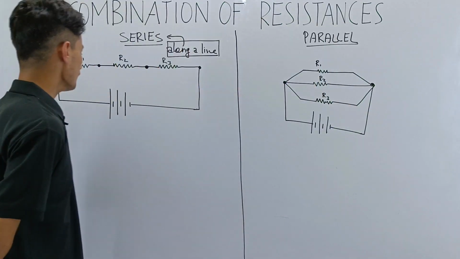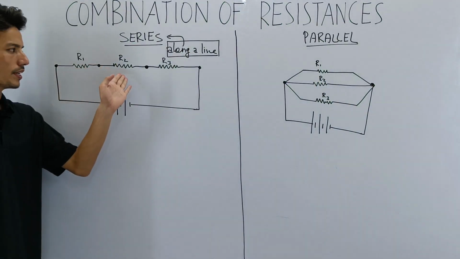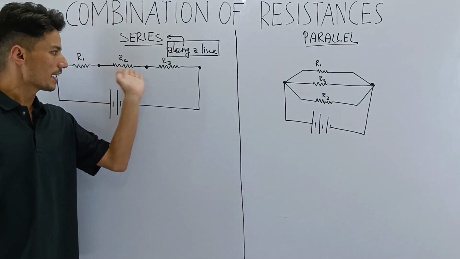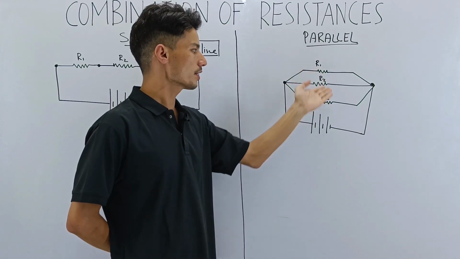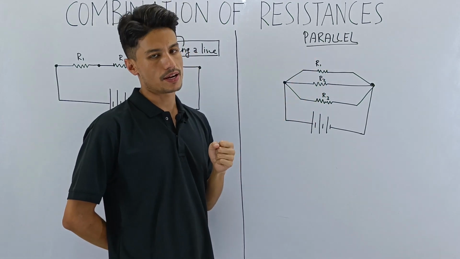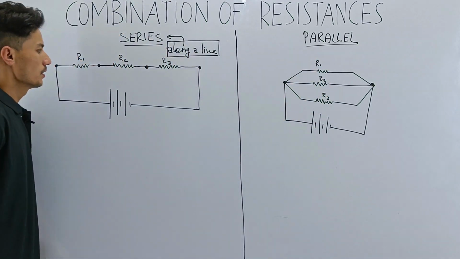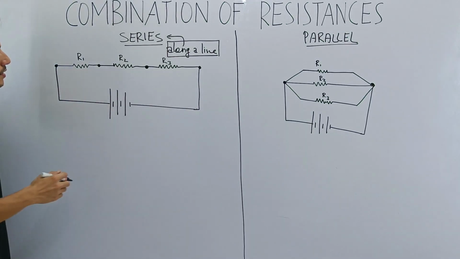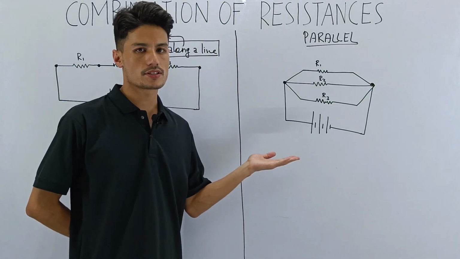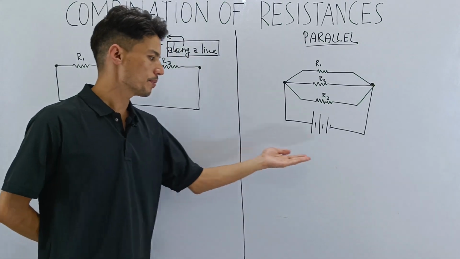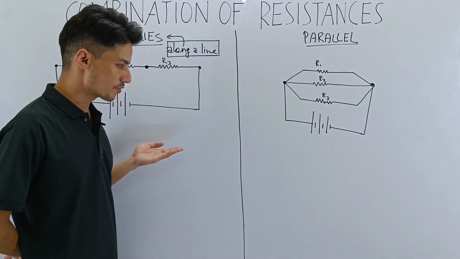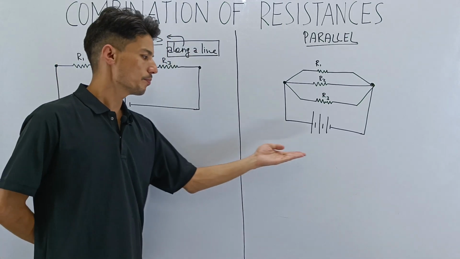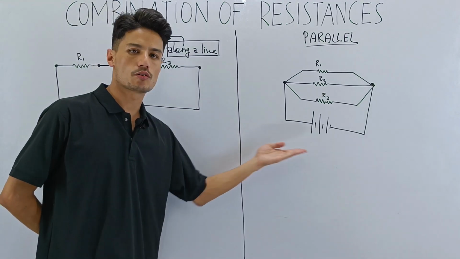So now, when the resistances are arranged along a line, this is called series combination. And when the resistances are arranged like this, it is called parallel combination. Now next, this is a battery. Now some very important differences between series and parallel, which every student should know. There are some points of difference between series combination and parallel combination. Let's study them now one by one.